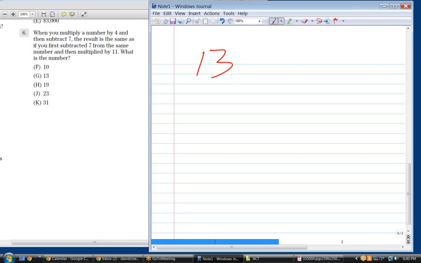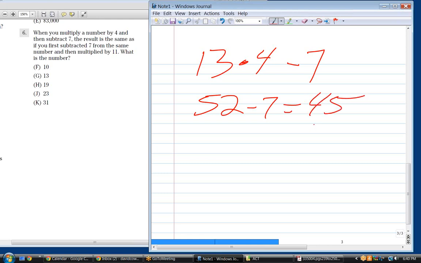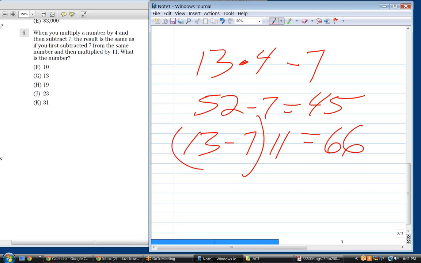Okay. So if 13 is the number, what has to be true? Go through the first sentence, word for word. So you multiply it by 4 and then subtract 7. What do you get? That is 52 minus 7, that's 45. That has to be the same as if you first subtract 7 and multiply it by 11. So it's not. Well, that's 66. Now, the question is, do we need a smaller or a bigger number? Can you tell?